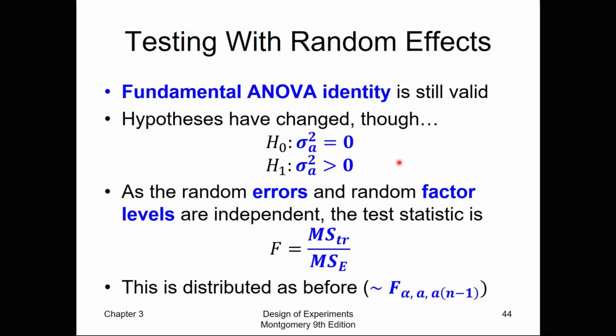It's distributed as an F statistic with 1 minus alpha level, and then A and A times n minus 1 degrees of freedom for the numerator and denominator. Actually, this shouldn't be A, should it? This should be A minus 1. I've got all sorts of typos in these. I apologize about that. This should be 1 minus alpha. This should be A minus 1, comma, A times n minus 1. I apologize about that.